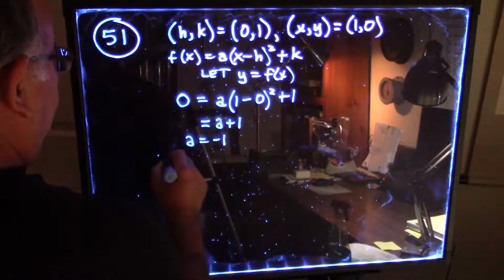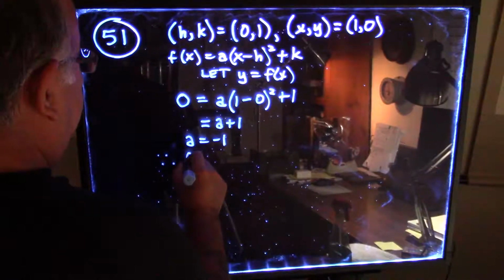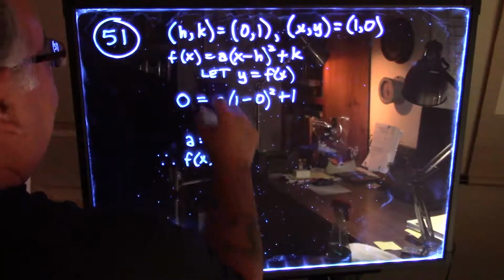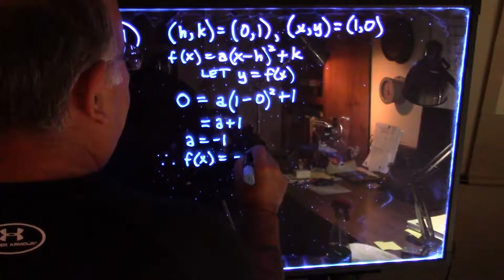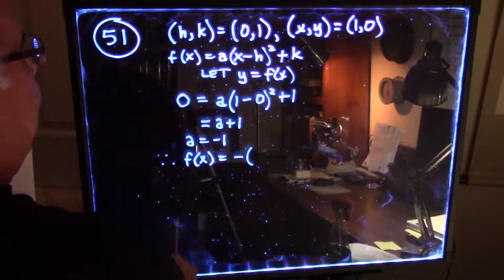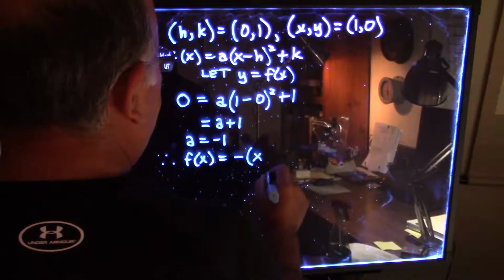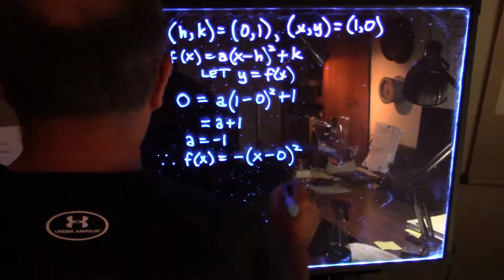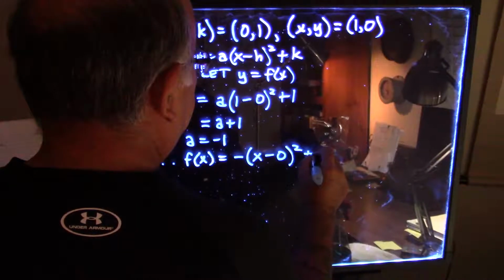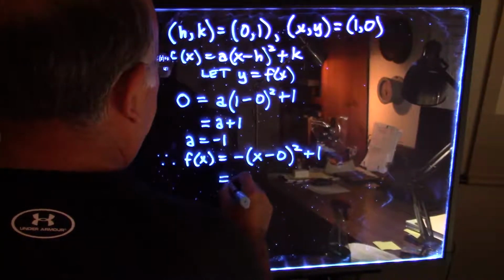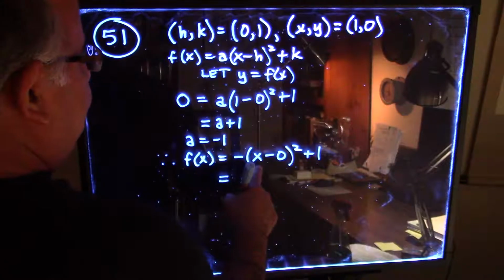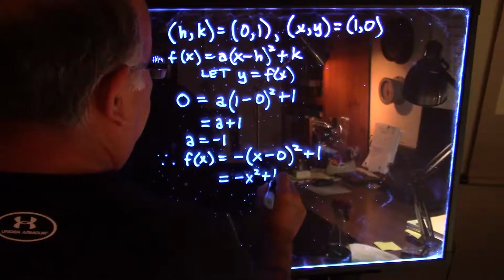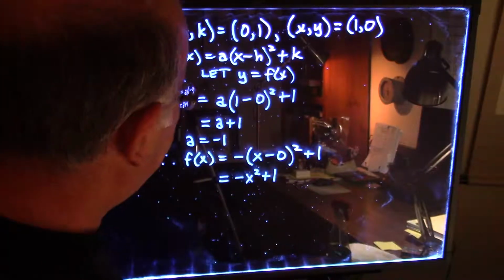All right, so therefore f of x, using the standard form, is negative 1, or just put a negative sign in front of the parentheses, and you've got x minus h, which is 0, x minus 0 squared, plus k, which is 1. And this just becomes x squared, so it's negative x squared plus 1. And that's already in general form, so we're done.